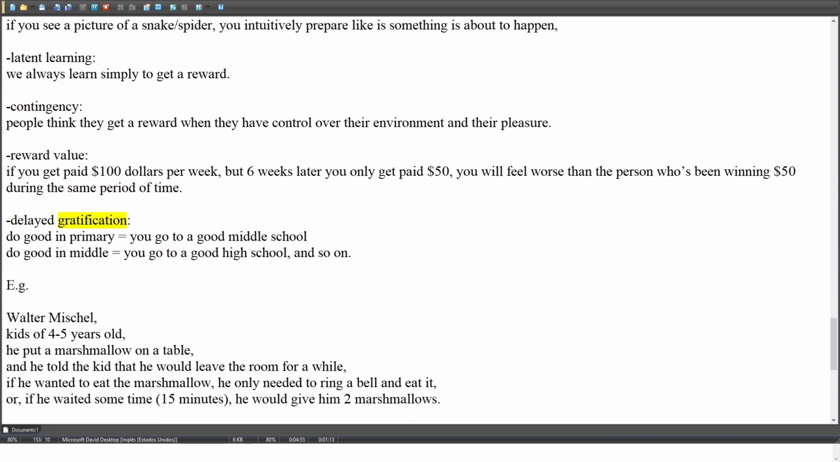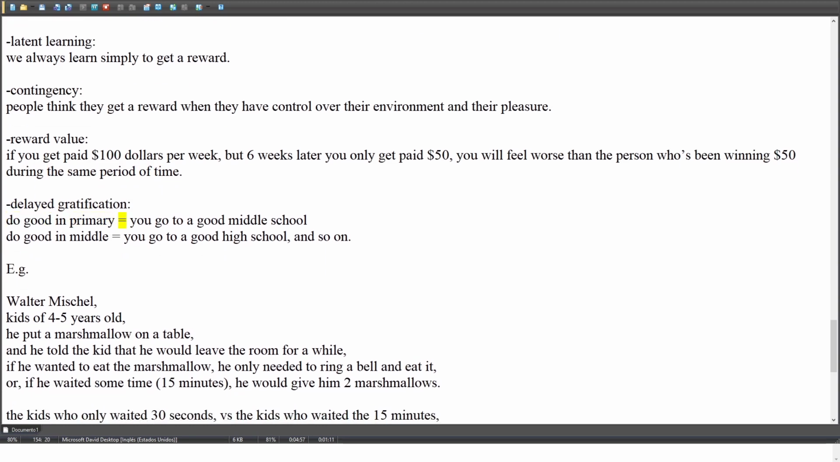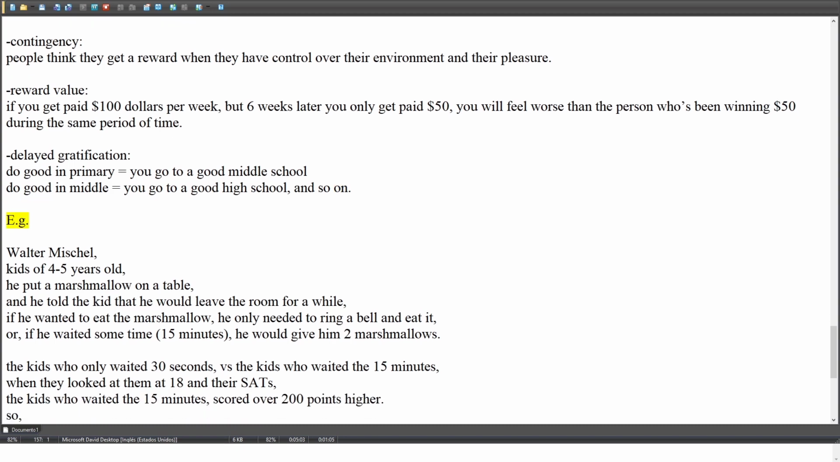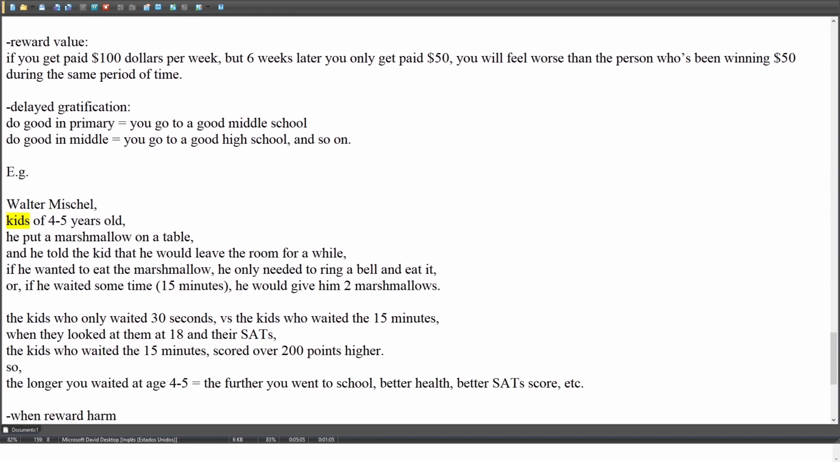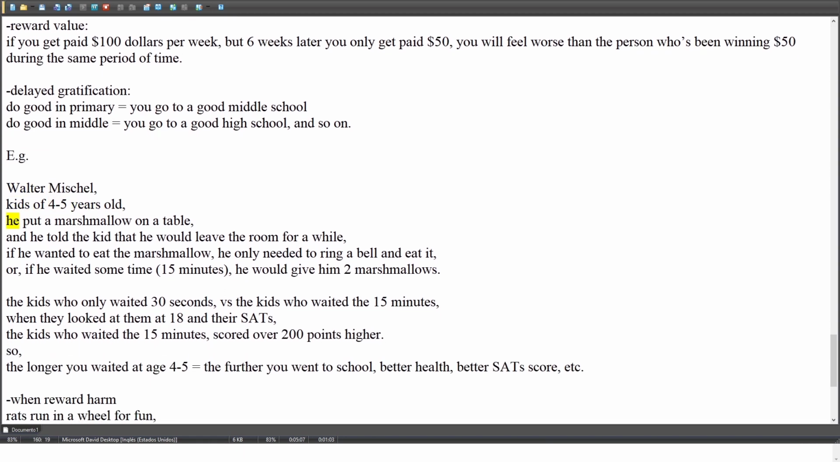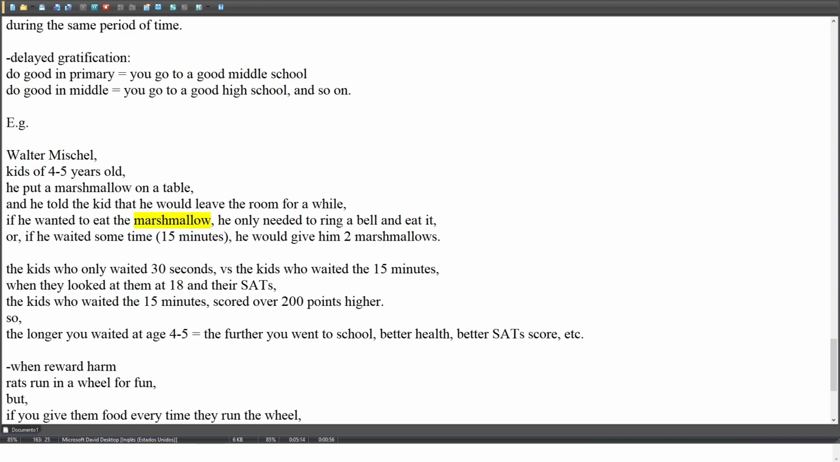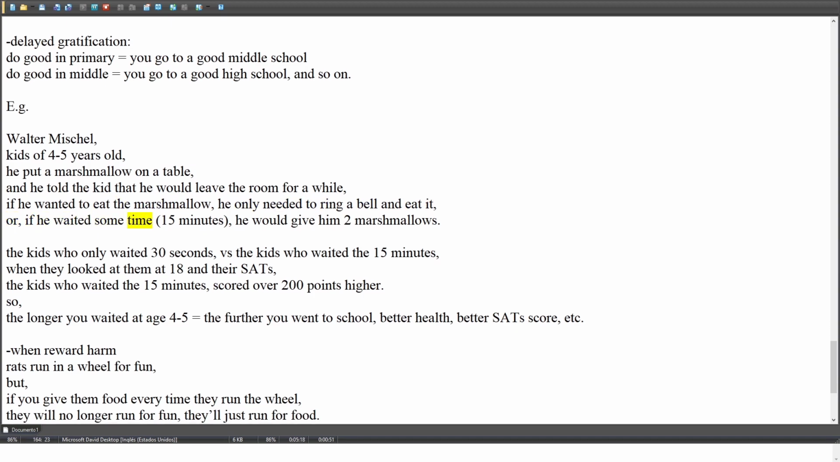Delayed gratification. Do well in primary school and you go to a good middle school. Do well in middle school and you go to a good high school, and so on. E.g. Walter Mischel. Kids of 4 to 5 years old. He put a marshmallow on a table. And he told the kid that he would leave the room for a while. If he wanted to eat the marshmallow, he only needed to ring a bell and eat it. Or, if he waited some time, 15 minutes, he would give him 2 marshmallows.